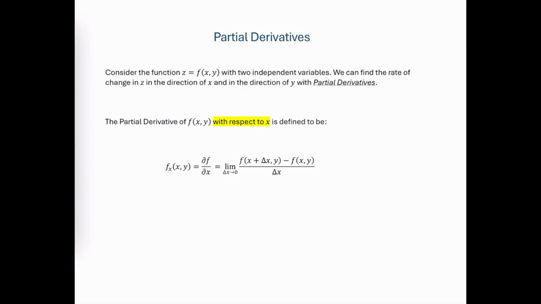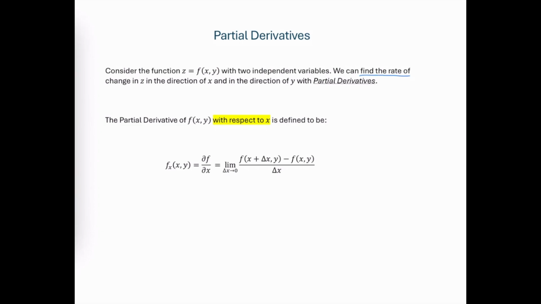This is an introduction to the idea of a partial derivative. We're going to look at the rate of change in the output values, but we're going to isolate that change to being only in the direction of x or only in the direction of y. If we isolate this change to be in one of these directions, then we're looking at what we call a partial derivative. So let's look at this definition.